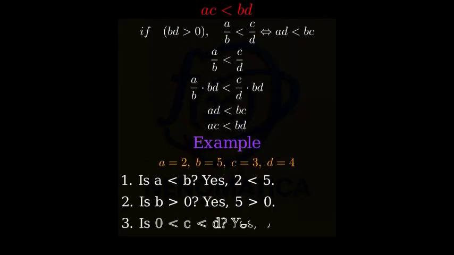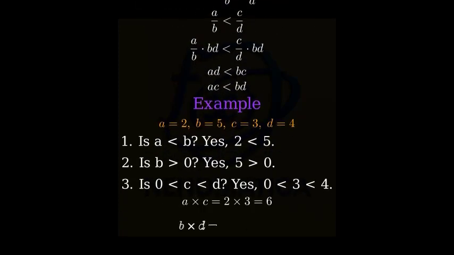First, let's check if our conditions are met. 1. Is a less than b? Yes, 2 is less than 5. 2. Is b greater than 0? Yes, 5 is greater than 0. 3. Is 0 less than c less than d? Yes, 0 is less than 3, and 3 is less than 4.